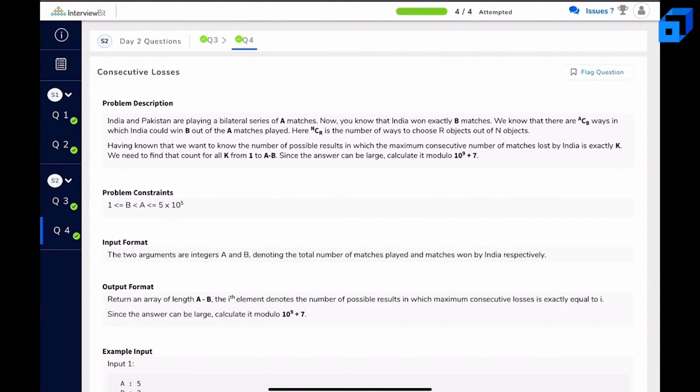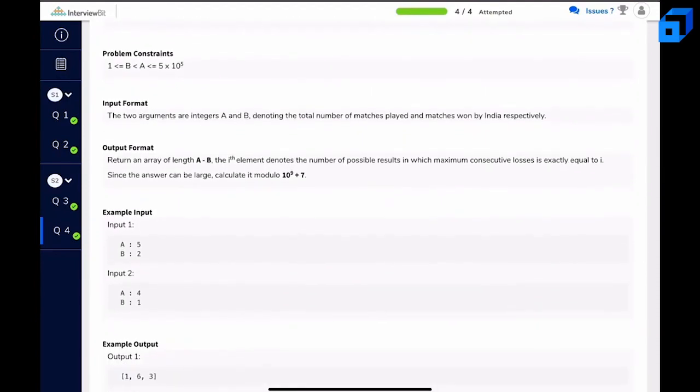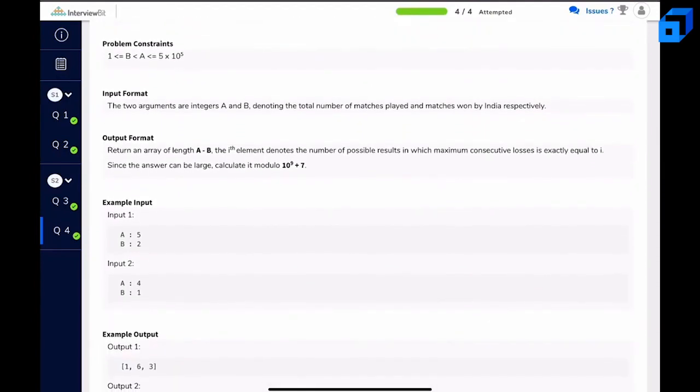We need to find that count for all K from 1 to A minus B. Since the answer can be large, calculate it modulo 10 to the 9 plus 7. B is less than A, which is less than or equal to 5 E5. So for example, if A is 5 and B is 2, that is India played 5 matches and won 2 out of them.